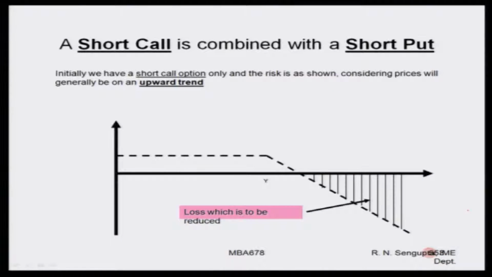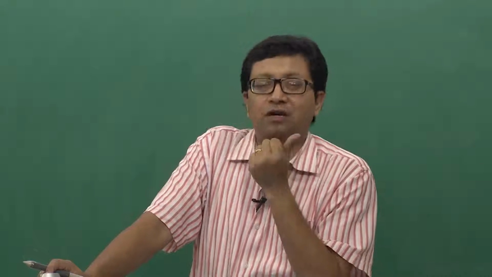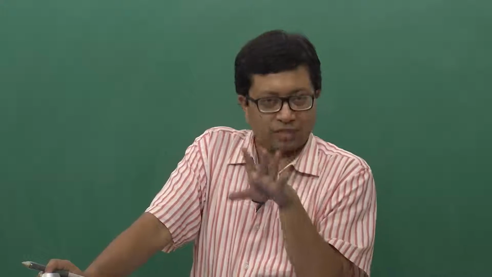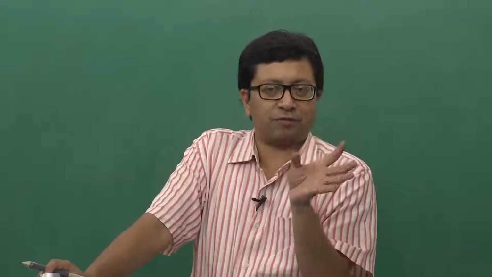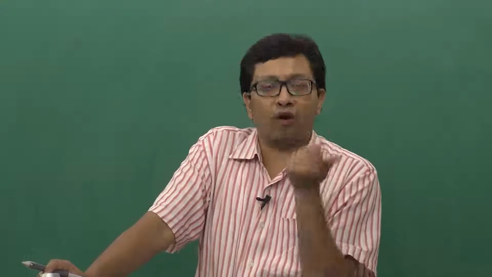Now, again, a short call is combined with a short put. Initially again we will consider the loss as shown in the pink one, and remember the strike price is Y, which should give you a hint that we will now combine with the short put where the delivery price of the second option would be X, which is less than Y, because Y is always greater than X as per the assumption. If you remember the first slide before we started discussing, we said that Y was greater than X.